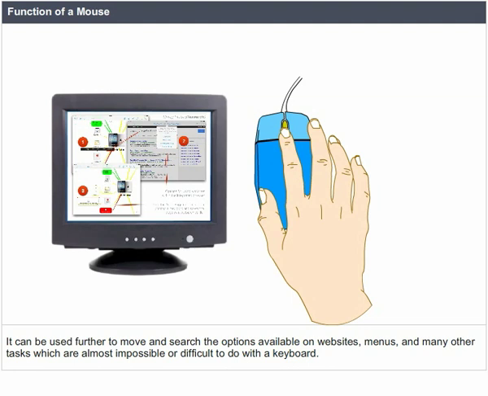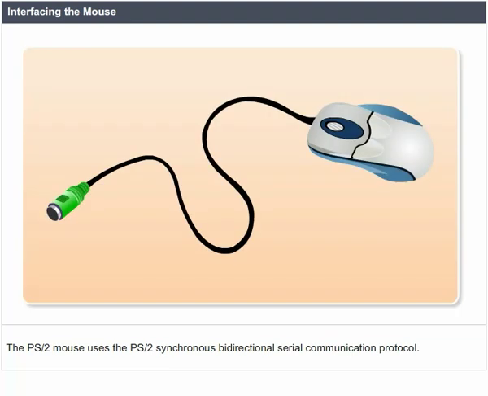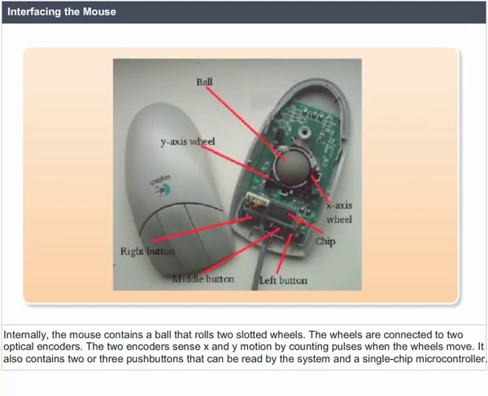Interfacing the mouse. The PS2 mouse uses the PS2 synchronous bidirectional serial communication protocol. Internally, the mouse contains a ball that rolls two slotted wheels. The wheels are connected to two optical encoders. The two encoders sense X and Y motion by counting pulses when the wheels move. It also contains 2 or 3 push buttons that can be read by the system and a single-chip microcontroller. The microcontroller in the mouse sends data packets to the computer, reporting movement and button status.